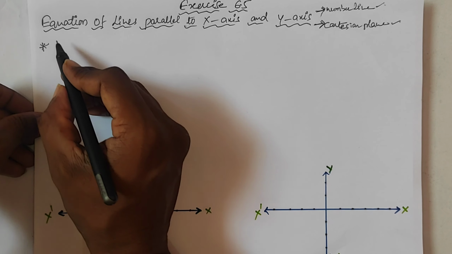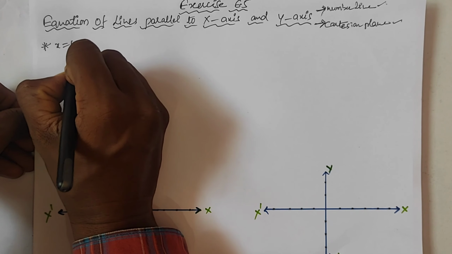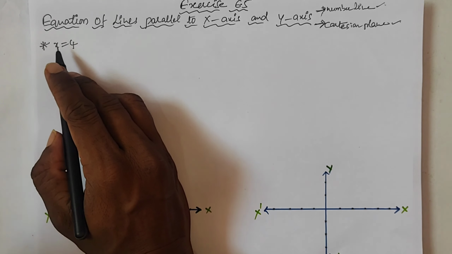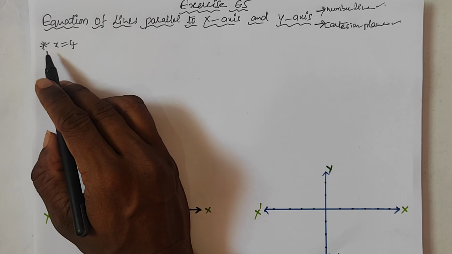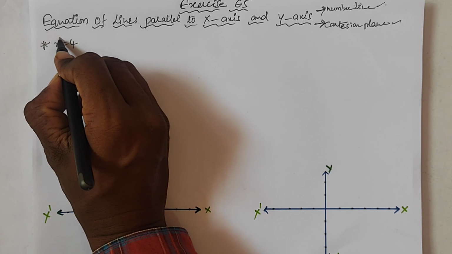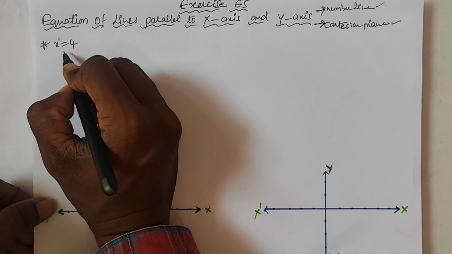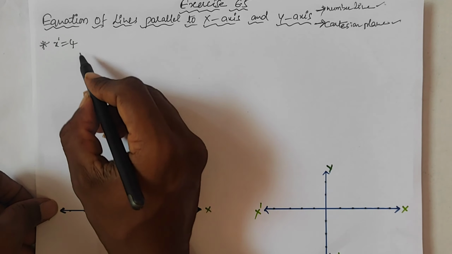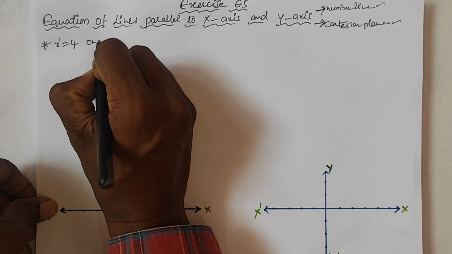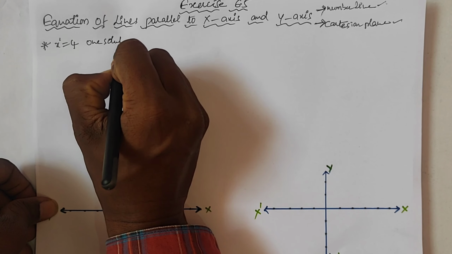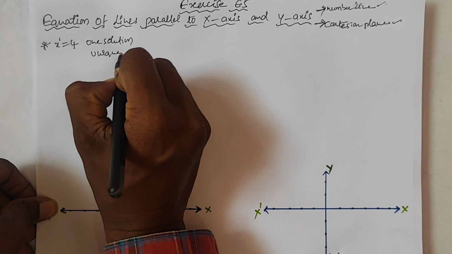First, I'm considering x equals 4 as an equation. If you observe this one, what can you say? It is a linear equation in one variable, right? Because here the degree is 1 and there is only one variable. How many solutions will you get for this equation? You will get only one solution, and the solution is what? A unique solution you will get.